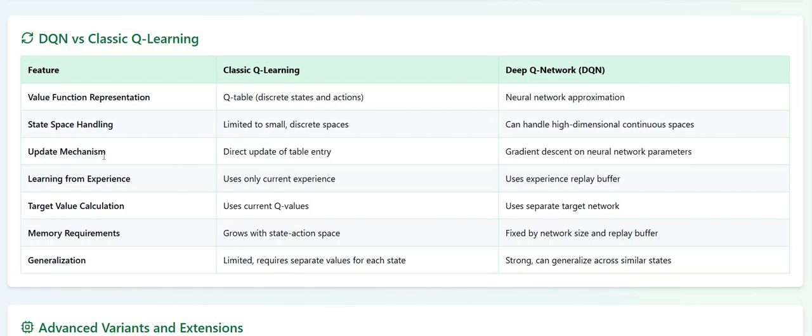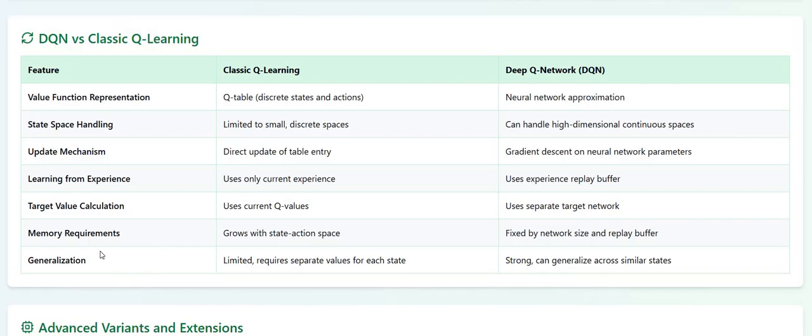And the update mechanism is different too. In traditional Q-learning, you just adjust one cell in the table. But with DQN, you train the whole network by minimizing the difference between predicted and target values using gradient descent. Also, Q-learning only learns from the most recent experience, one step at a time. DQN instead samples a whole batch of experiences from the buffer. And this makes learning more stable and also more efficient since each piece of experience can be reused.